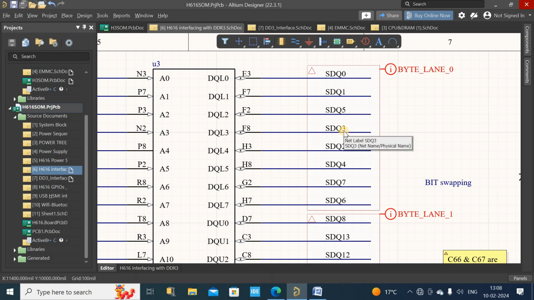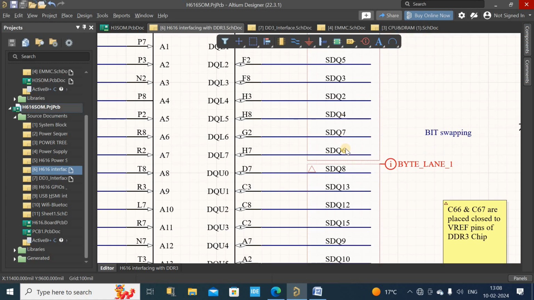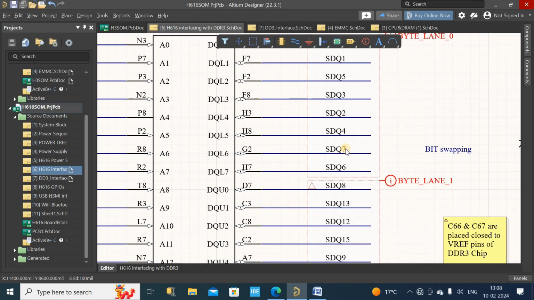I have put bit swapping here. We can even swap the byte, but I'm not swapping the byte. I'm swapping only the bits.